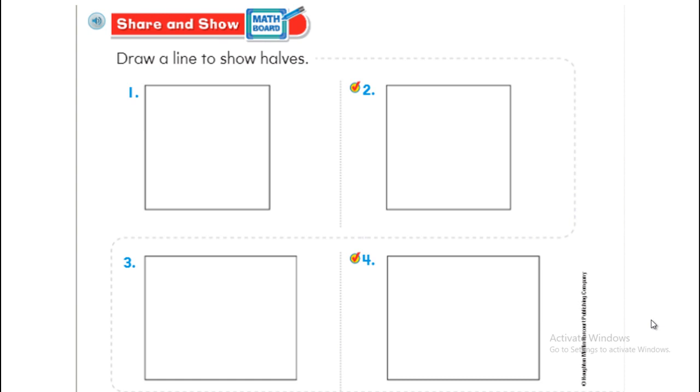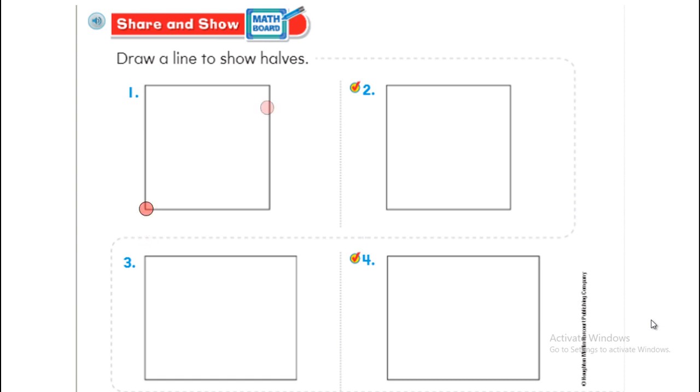Question 1 and 2, we have two squares. In question 3 and 4, we have two rectangles. In all the shapes, we're going to draw a line to show halves. How can we cut these shapes into two equal shares for each to show halves? Where can we draw the lines?